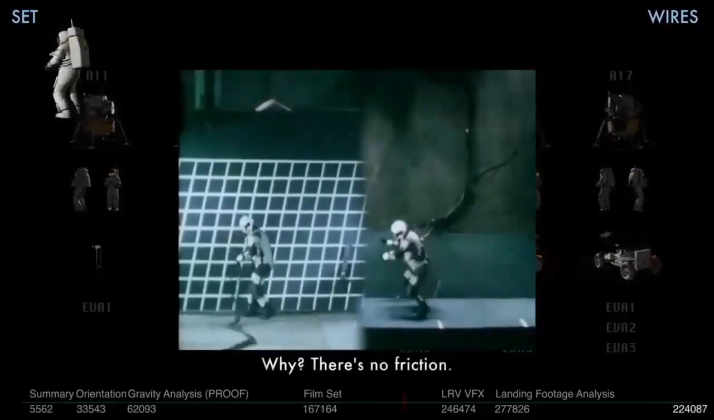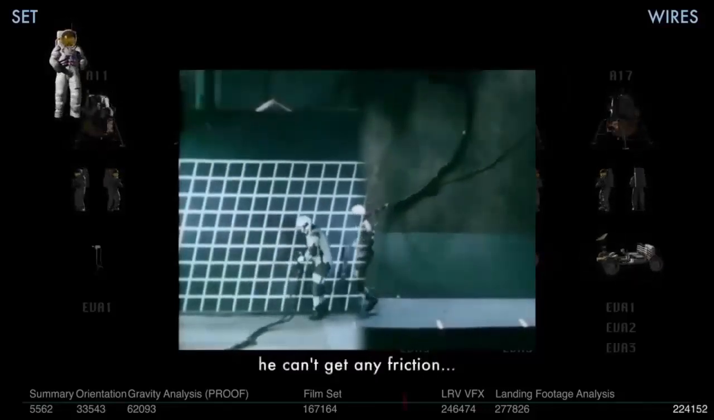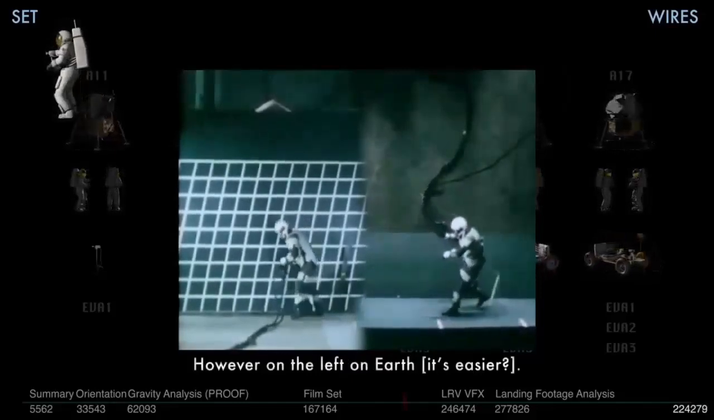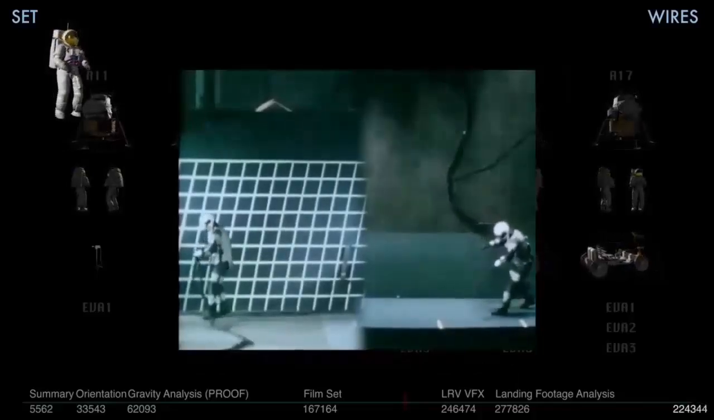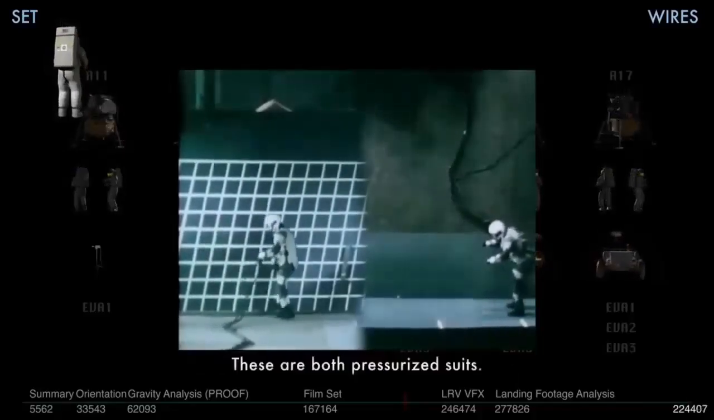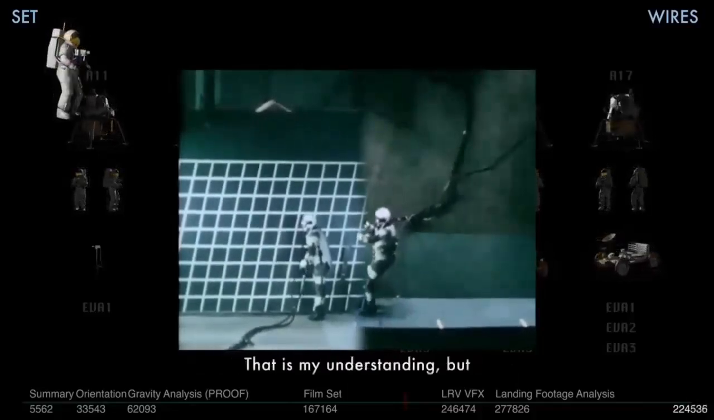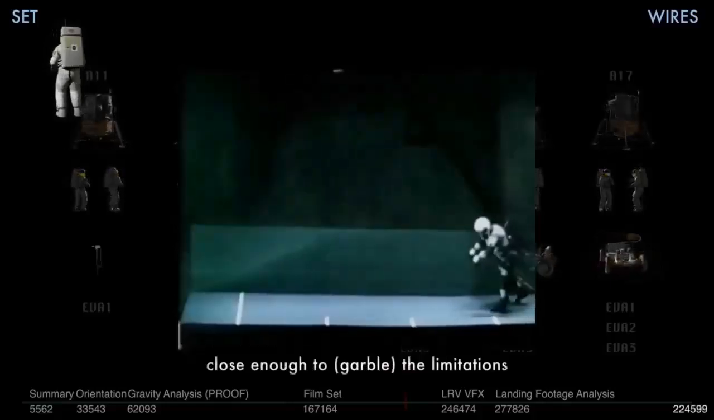He can't run. Why? There's no friction. He's so light now that he can't get any friction with his feet. However, on the left on Earth, it's easier. These are both pressure suits, not fully pressurized, that is my understanding, close enough to the limitations that the suit would provide.